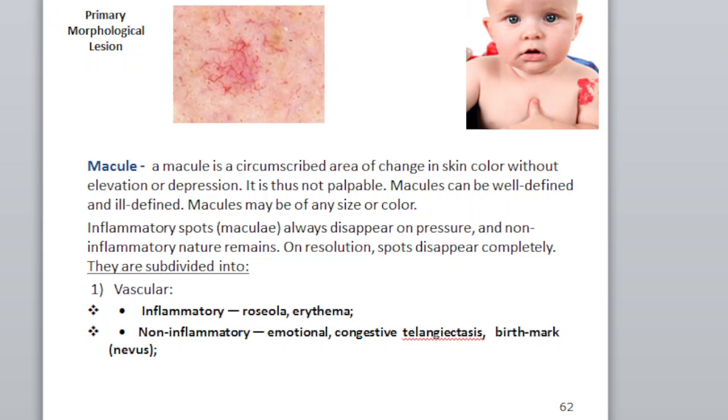1. Vascular. Inflammatory: roseola, erythema. Non-inflammatory: emotional, congestive, telangiectasis, birthmark, nevus. Next slide.